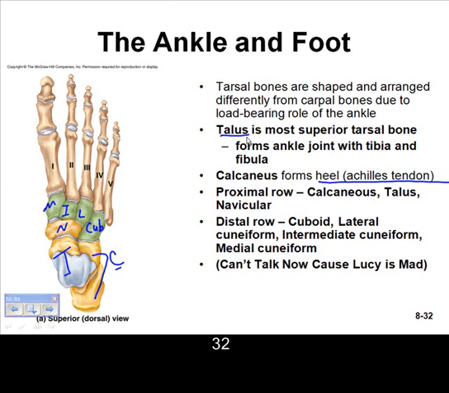So a lot of people will use a mnemonic. "Can't talk now because Lucy is mad." Okay, so of course that would be the calcaneus, talus, and navicular. Then the cuboid, lateral, intermediate, and medial cuneiform.